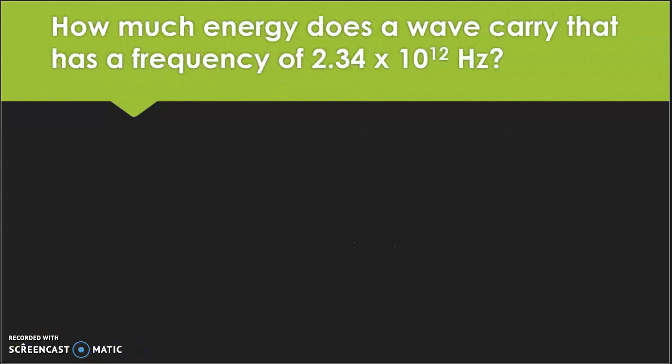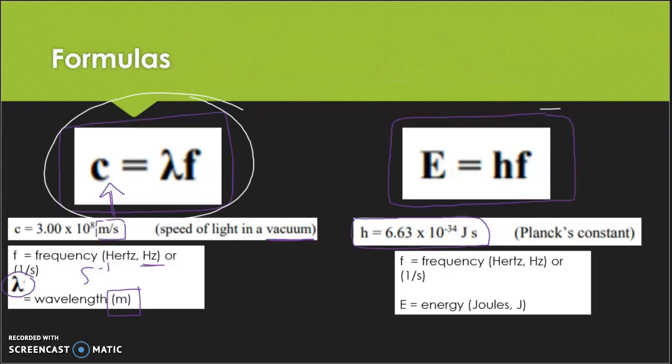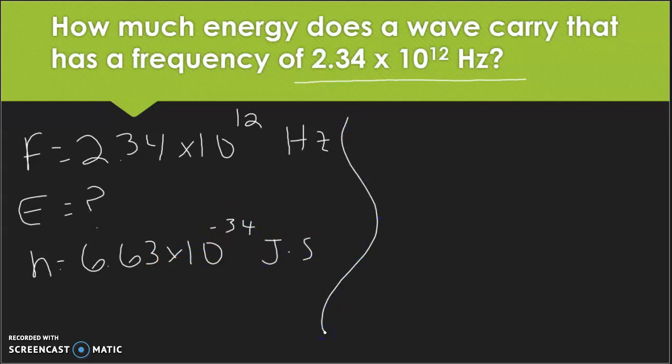Next problem. How much energy does a wave carry that has a frequency of 2.34 times 10 to the 12? So F, my frequency, is 2.34 times 10 to the 12 hertz. I'm looking for energy. And so for this problem, I'm going to use the E equation, which is H times F. So H, again, is that constant, 6.63 times 10 to the negative 34 joules per second. There's no conversion needed with this one because hertz is the right unit and H is a constant, so that's the right unit. So we can just plug this in.